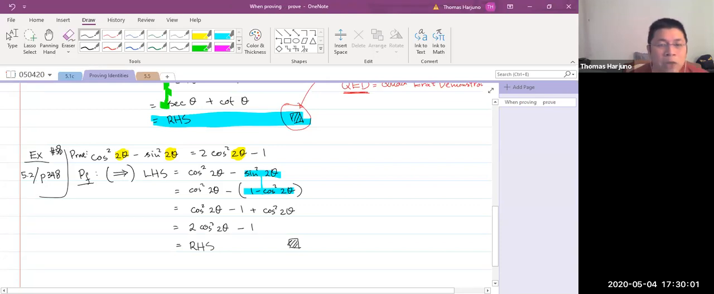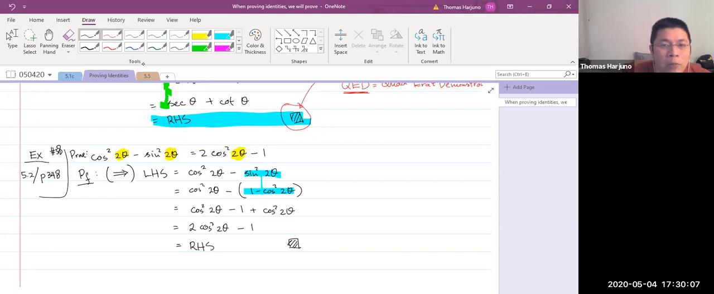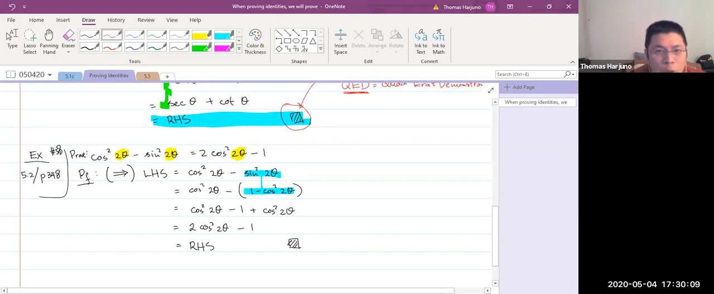Okay. Now, of course, you may wonder about one thing. While you are, I expect you to copy this down. You may wonder, why do you change the sine squared 2 theta and not cosine squared 2 theta? Why don't you change this cosine squared 2 theta?